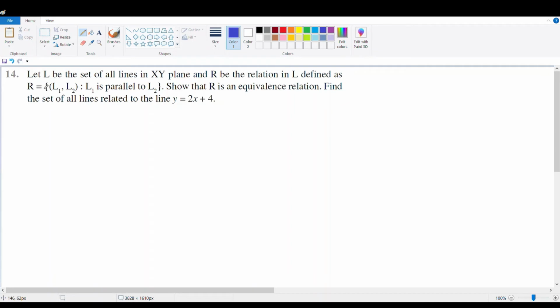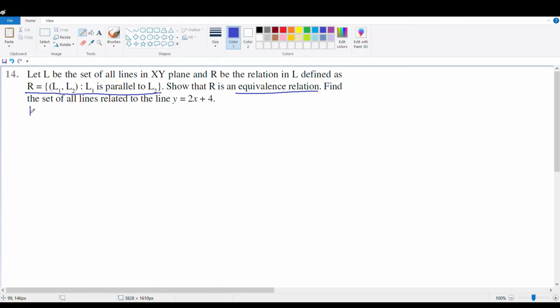Question 14. Let L be the set of all lines in xy plane and R be the relation in L defined as R equals L1 comma L2, where L1 is parallel to L2. Show that R is an equivalence relation and then find the set of all lines related to the line y equals 2x plus 4. So first we are going to prove that this is an equivalence relation. Which one? This given R.